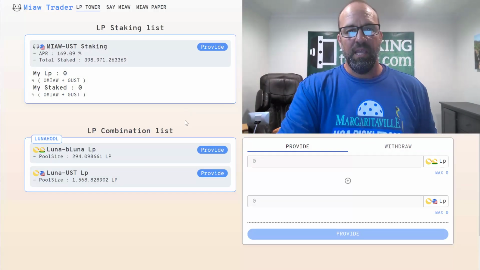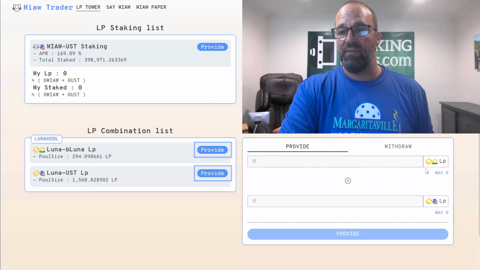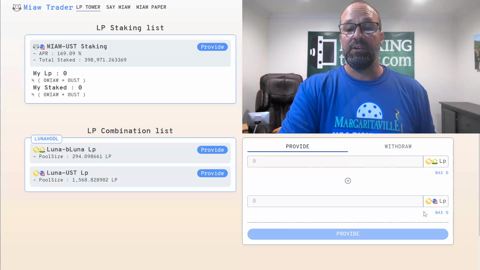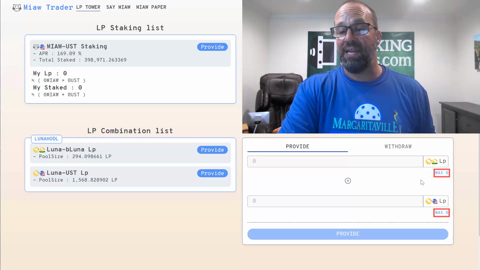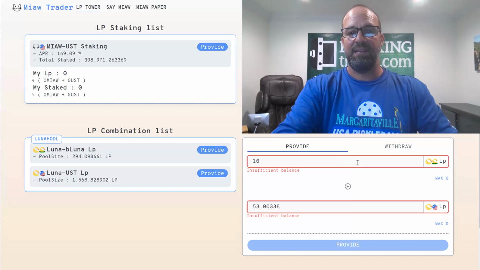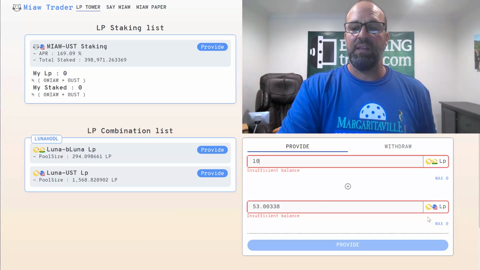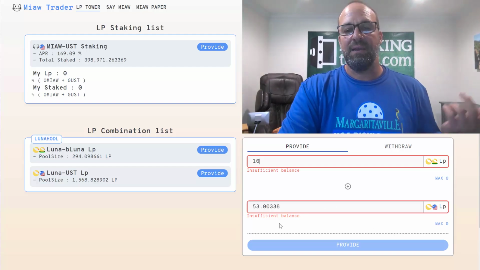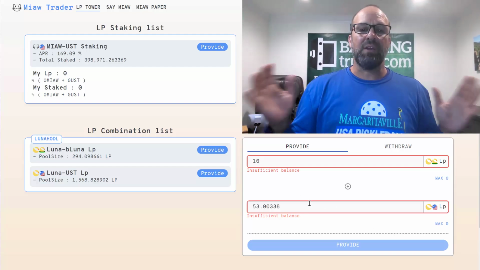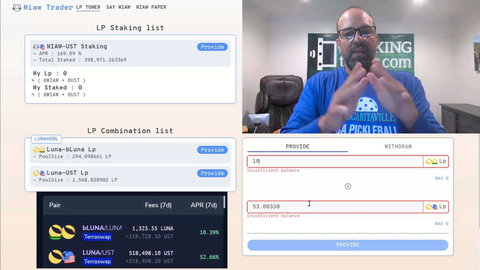If we look at the provide, right, over here, there's two different buttons to provide the components of the LP, the two different LPs, the Luna bLUNA and the Luna UST. You can see I don't have any right now, but if I just type in 10 LP tokens of the Luna bLUNA, the equal amounts of the Luna UST tokens are 53.